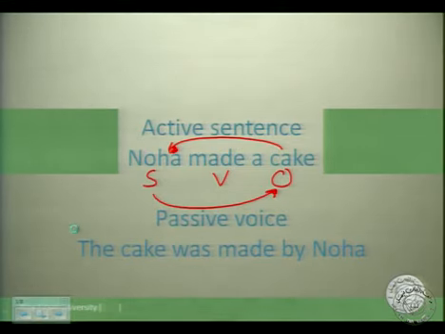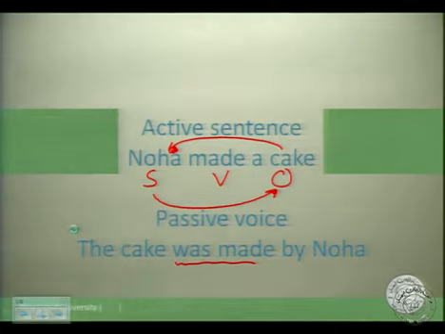Noha made a cake. Here a cake means just one cake, and we don't know the cake. Why? Because it's just any cake. If we say Noha made the cake, we are talking about a specific cake. It's in front of us. Or probably because it is the first mention of that cake, we say Noha made a cake. But in the passive voice, it becomes the cake was made by Noha. So we change into that. The cake was made by Noha, and the verb is changed.